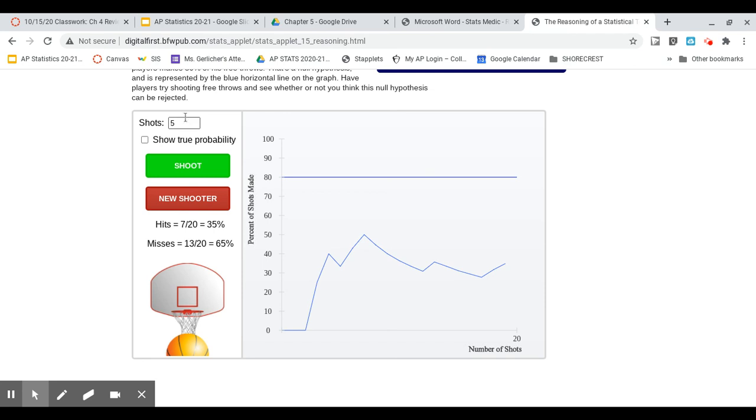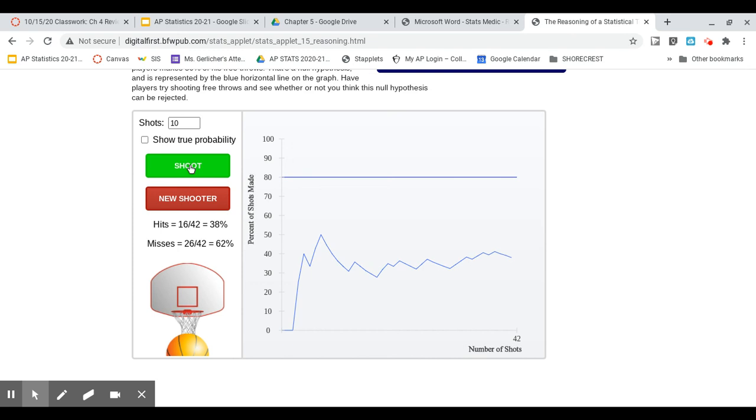Let's make it go a little bit faster. Let's do 10 shots at a time now. Miss, make, miss, miss, miss, make, make, miss, miss, miss. Okay, she's at 33%. Let's do another 10. Okay, now she's at 40%.